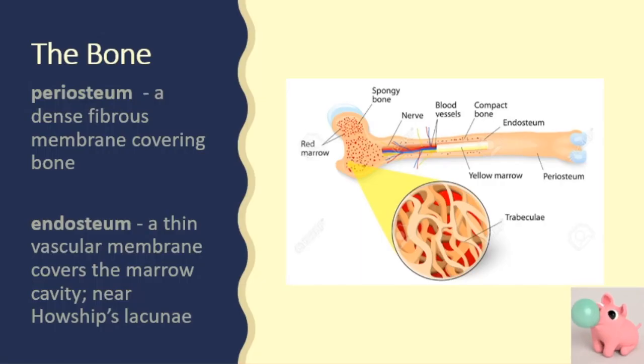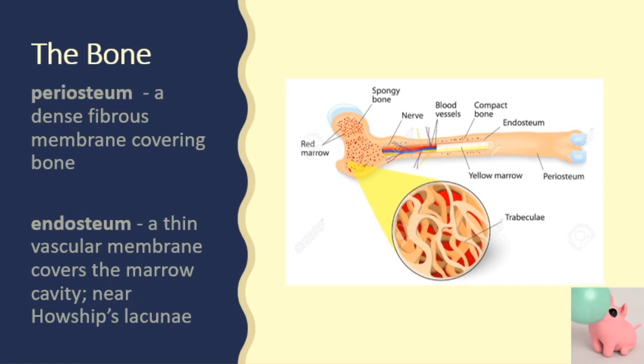Then you have the term periosteum. When I say periosteum, it is a dense fibrous membrane that covers the bone. One of the functions of your periosteum is to nourish the bone and facilitate its growth. It actually contains nerves, blood vessels, and even your lymphatics. It also provides for attachment of tendons and ligaments.